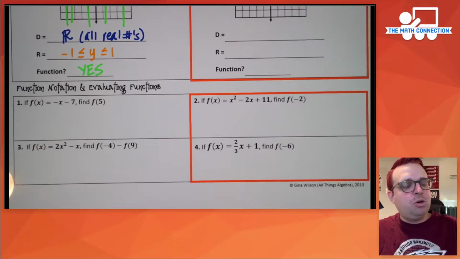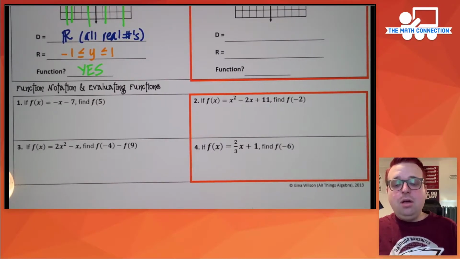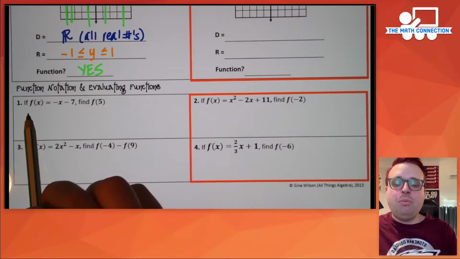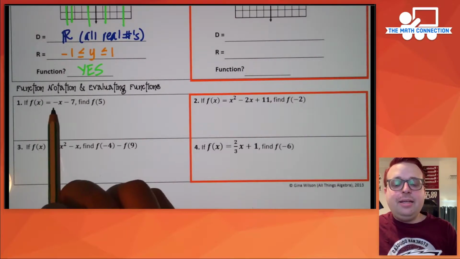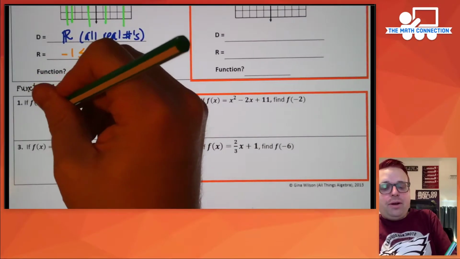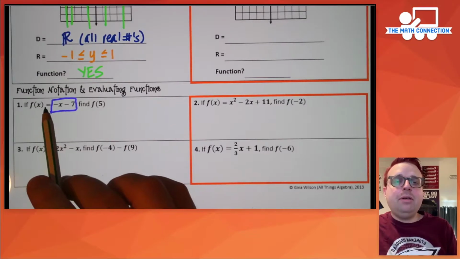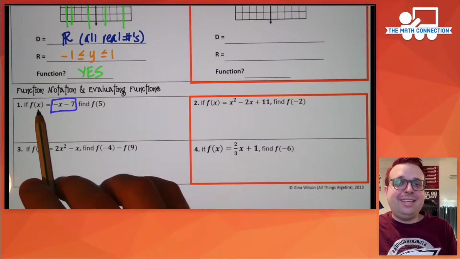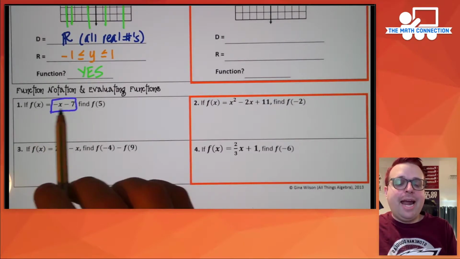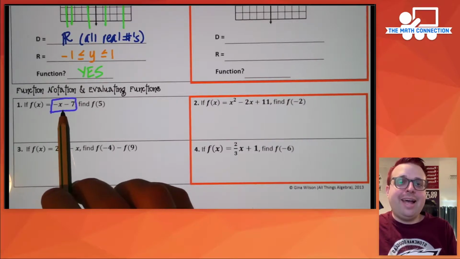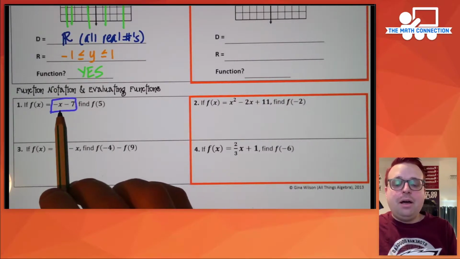Let's do this one in purple, why not? So this is function notation and evaluating functions. What this says for number 1 is that the function of x is this. This is the rule you're going to follow. Since the variable here is x, the function of x is this rule, meaning anytime there's a value given for x, you're going to plug that in wherever you see an x inside of the function.